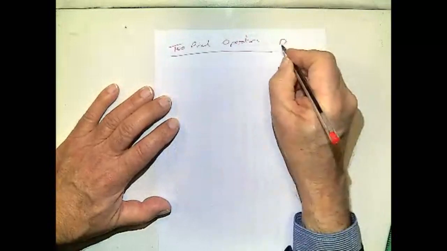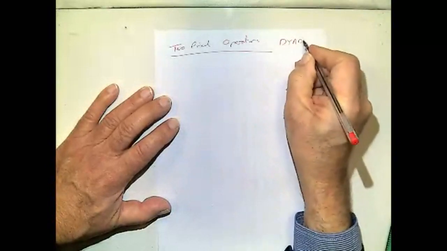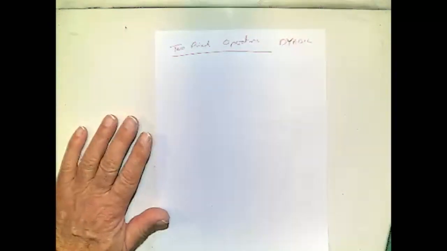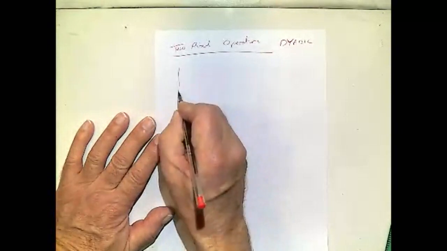Two pixel operator. Again, some books will say dyadic, which I think is a Latin name for 2. But in the exam, should they come up, I would say 2 pixel operators. Because I don't want you to be stumbling on the language. So 2 pixel operators. What is the idea here? The idea is we have 2 input images.